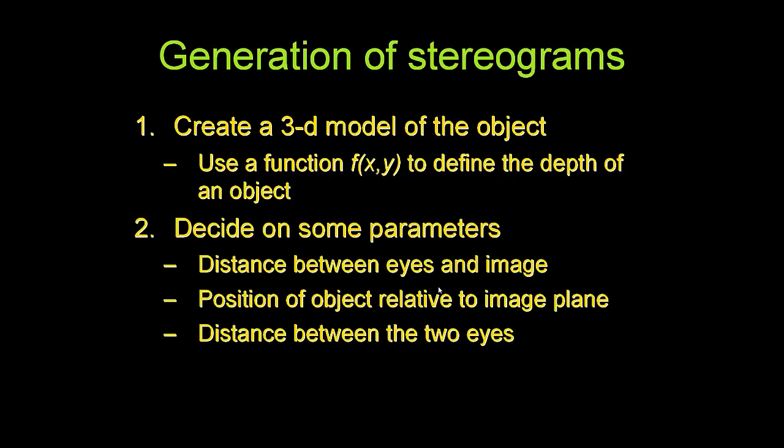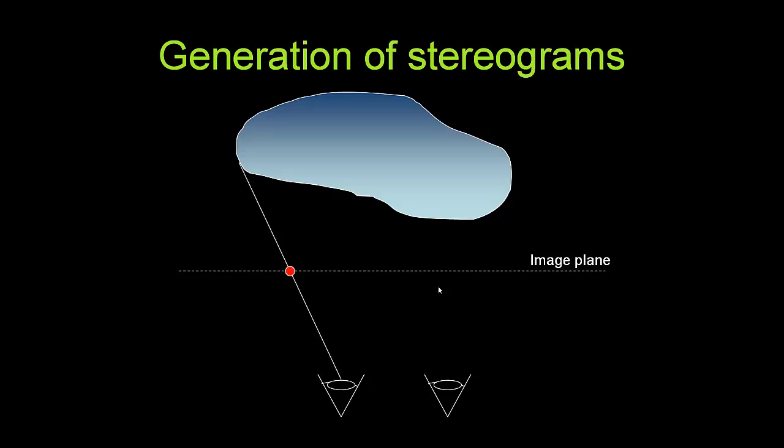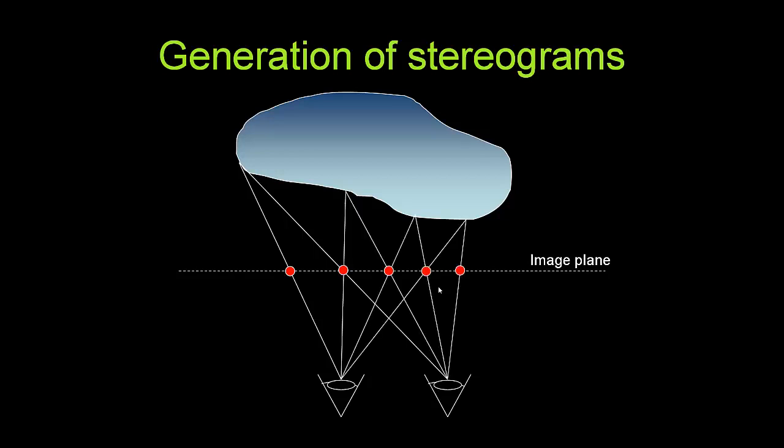And then you decide some parameters, for example, how far your eyes are from the image, how far the object is from the image plane, and also the distance between your two eyes. Then you start computing the stereogram one line at a time. Okay, let's take a look. So first of all, you draw a ray from one point of the object to the left eye. Let's color it red. Okay, so you know this point must be red for the right eye. Similarly, you can do the next point and so forth.